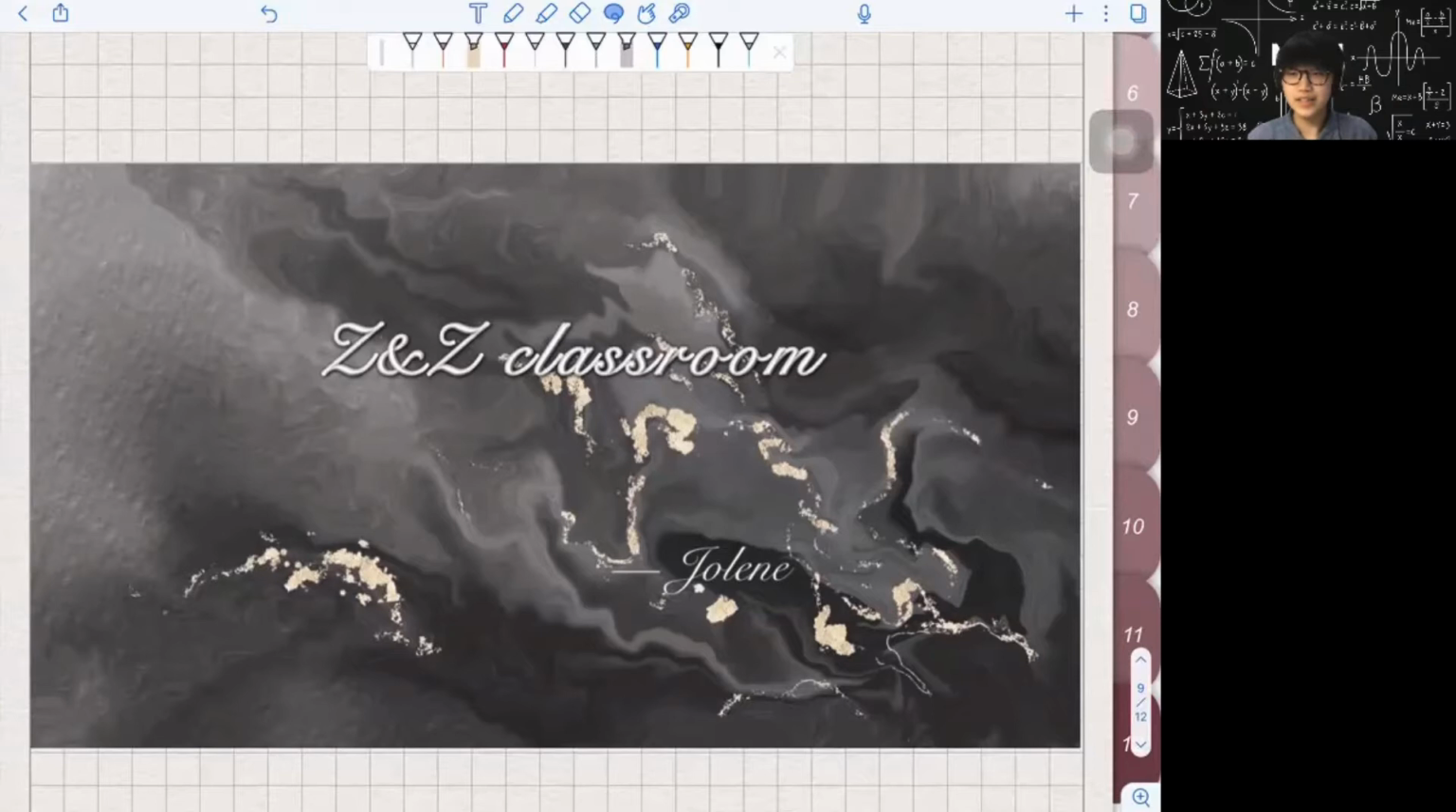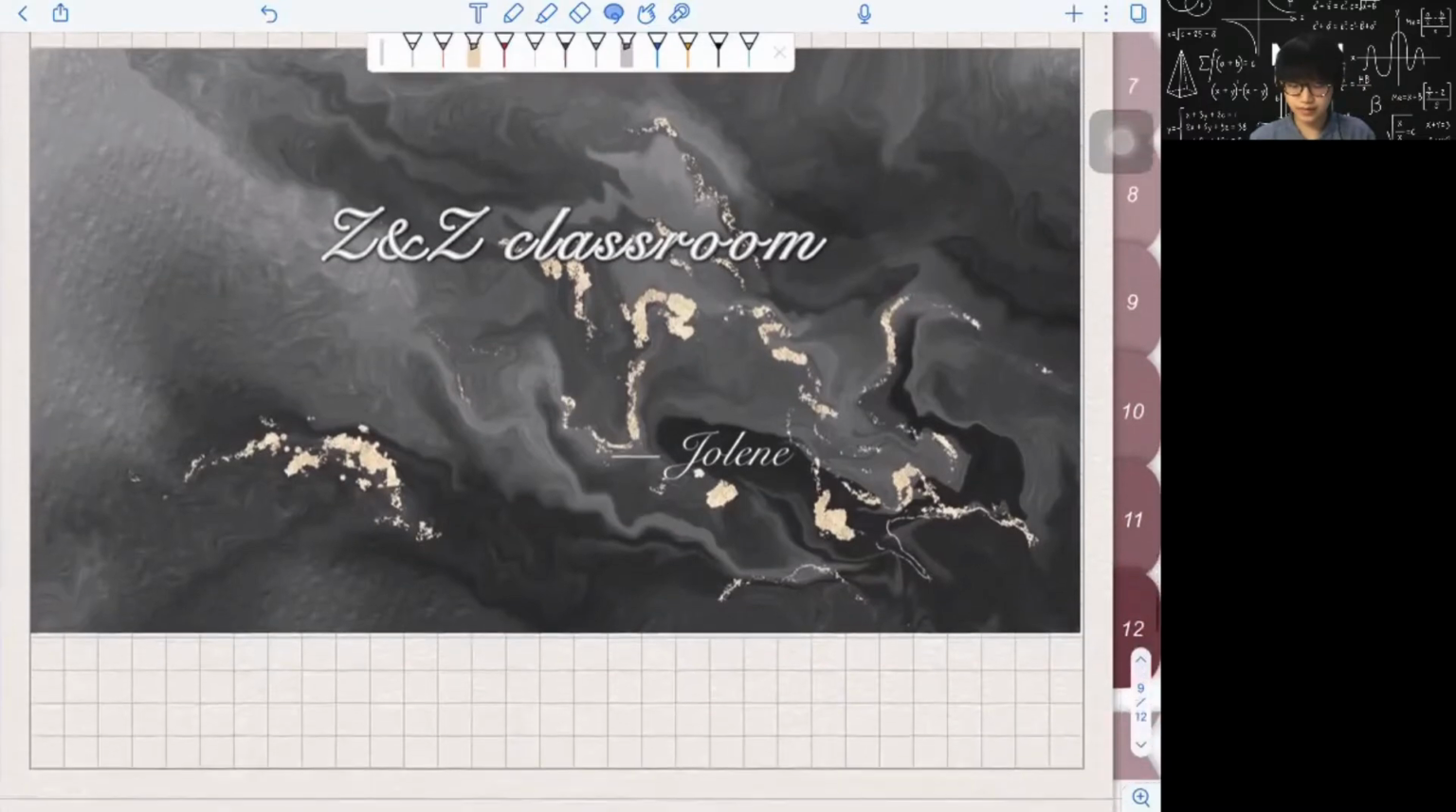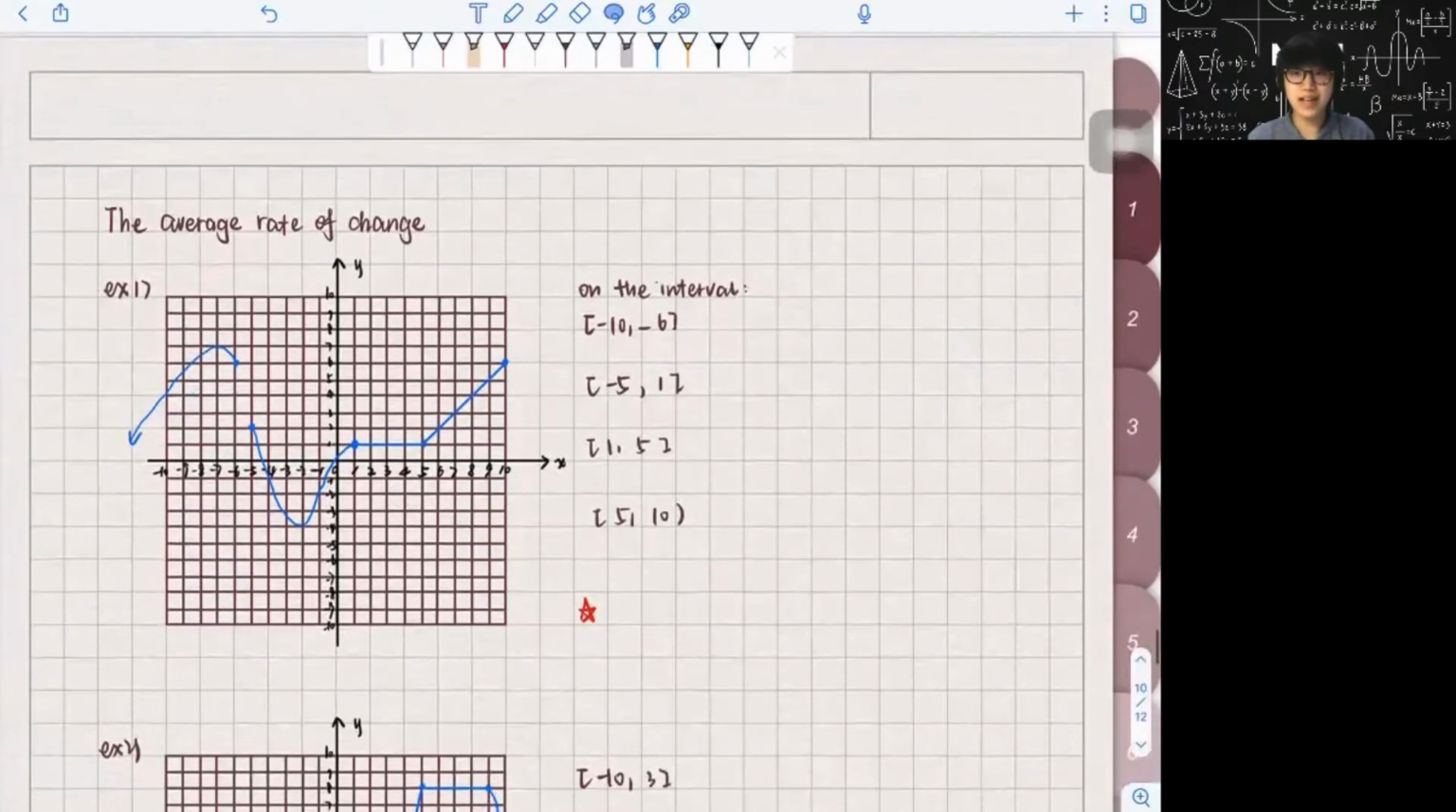I'm Jolene. Today we are going to talk about the average rate of change of the functions. Now let's start. First, we have to make sure how to find the average rate of change. Here is an x-axis and a y-axis. If this is point 1 and this is point 2, then we connect these 2 points. The average rate of change is the gradient of this line.